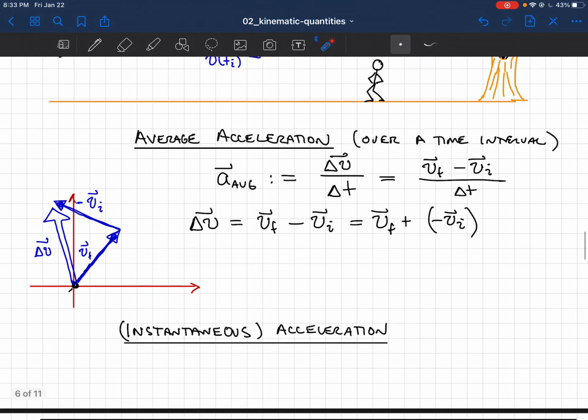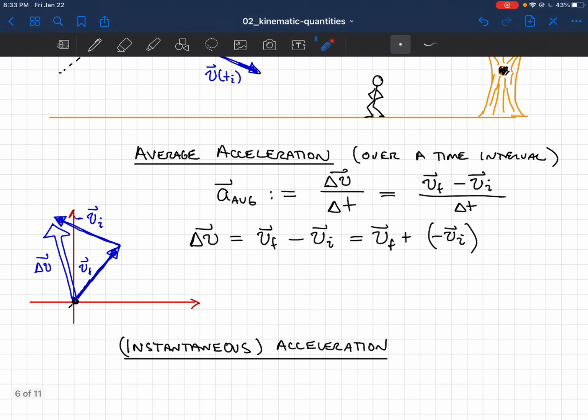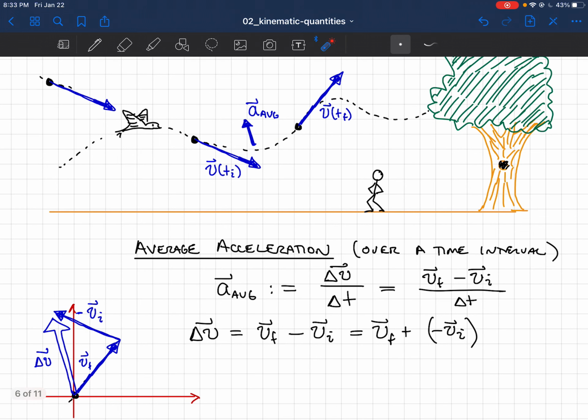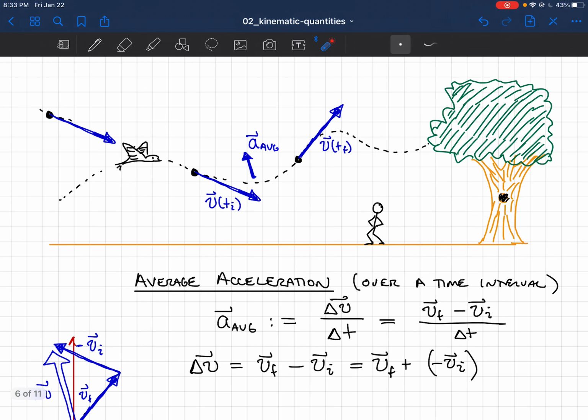Instantaneous acceleration, I think I won't do any more calculation with that, but you can see how we do it. So we calculated the delta v like this. To get to the instantaneous, we need to take the limit as delta t gets smaller and smaller, and so as you bring this point closer and closer here, the velocity vectors will get closer and closer together, and you'll get some difference between them, which will be the acceleration at that moment in time.